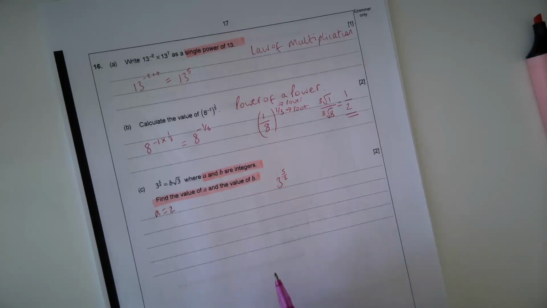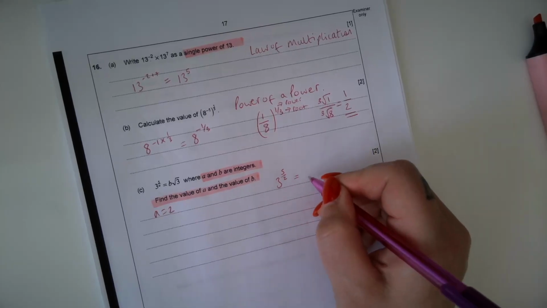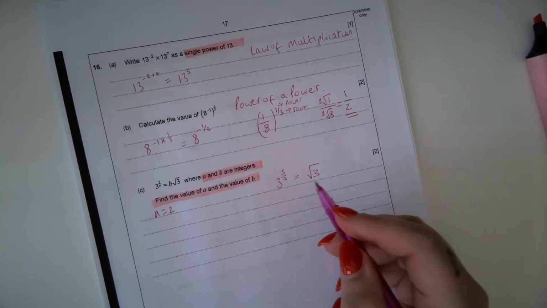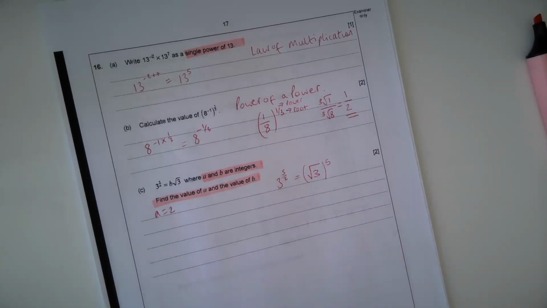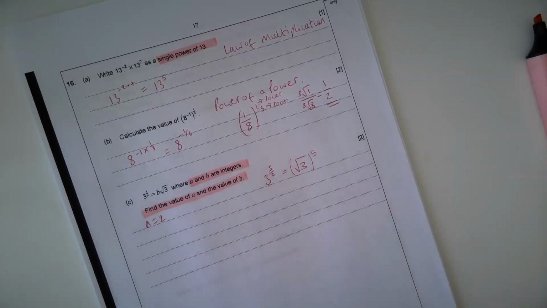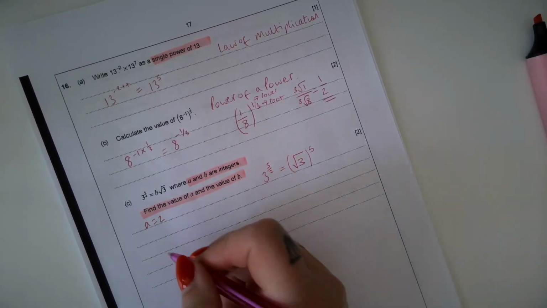Now that we know that, we can recognise what would happen here. So the 2 would make us square root the 3. And then the 5, we would raise it to the power of 5. So we'd have root 3 to the power of 5. Now remember, to the power of 5 means multiplying it by itself 5 times.